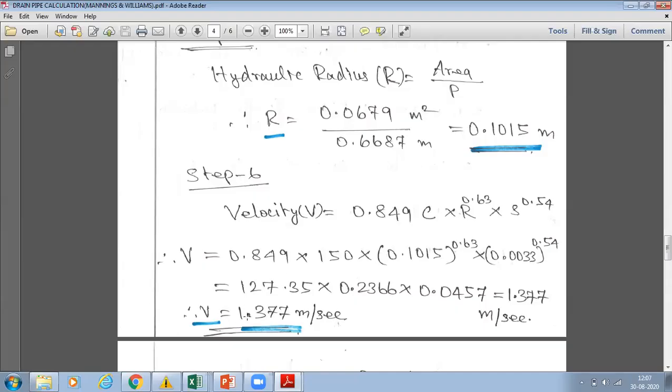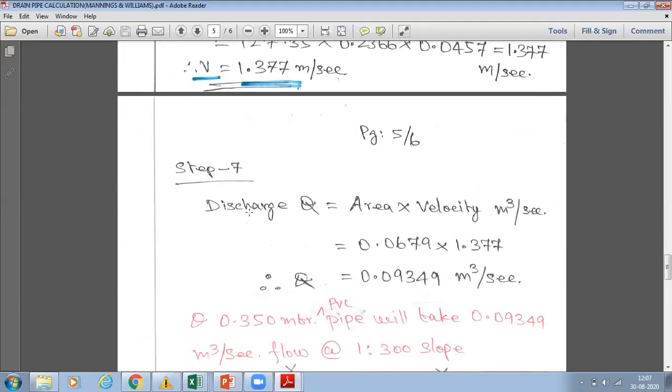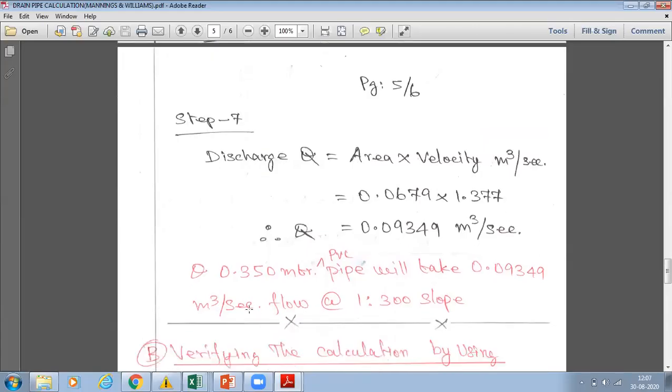So now we are getting V equals 1.377 meter per second. Now we go to the next step, discharge. Discharge Q equals area times velocity. The area we have already calculated is 0.067 into our velocity 1.377. So Q equals 0.09349 meter cube per second. So the 0.350 meter diameter PVC pipe will carry 0.09349 meter cube per second flow at 1 in 300 slope. This is your answer.